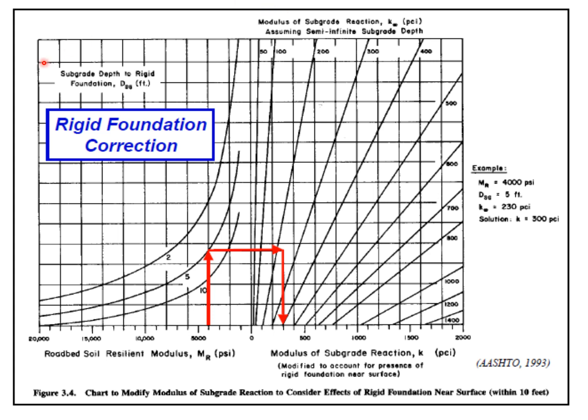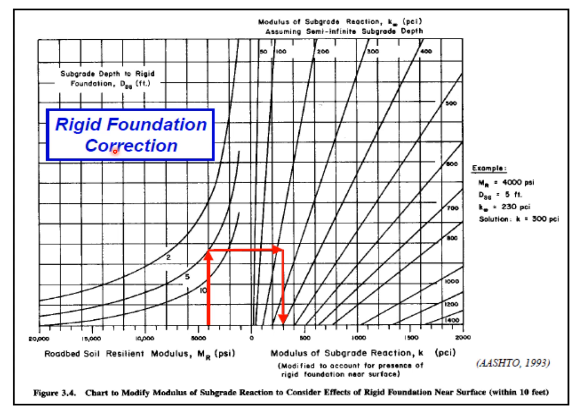Well, if you just look at this particular figure, this is figure 3.4. Rigid foundation correction is to be applied in this case, because when a rigid foundation is present closer to the top of the subgrade, there will be an increase in the K value due to the presence of the rigid foundation.